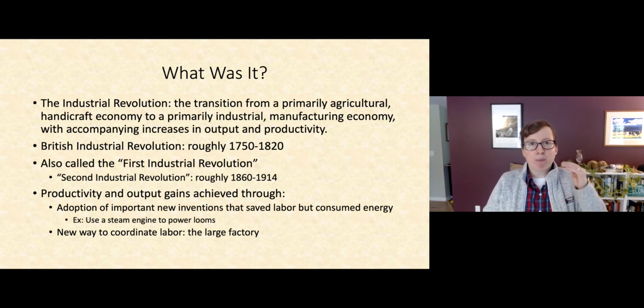These gains in productivity and output were achieved through essentially two main channels. One is the adoption of important new inventions that were labor-saving, but they consumed energy, particularly coal. For example, one of the important innovations in this period was the use of steam engines to power looms used to weave cotton. So that's a canonical example. But there were also important changes in the organization of labor, in the implementation of the large factory, that's also responsible for some of those major gains in output and productivity.